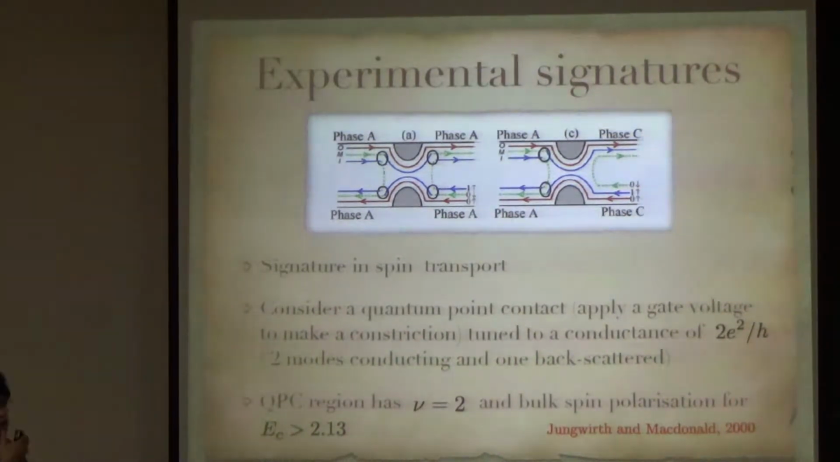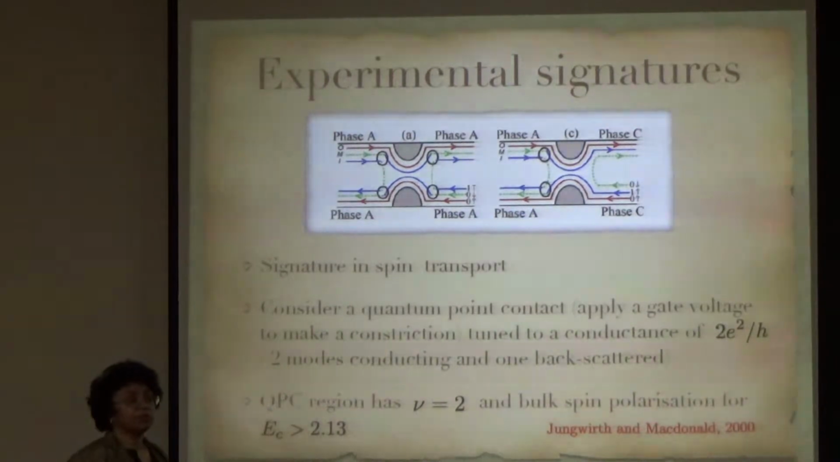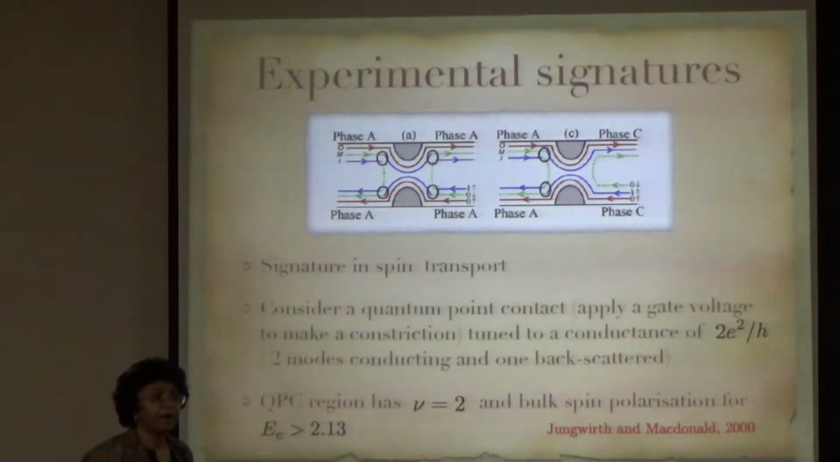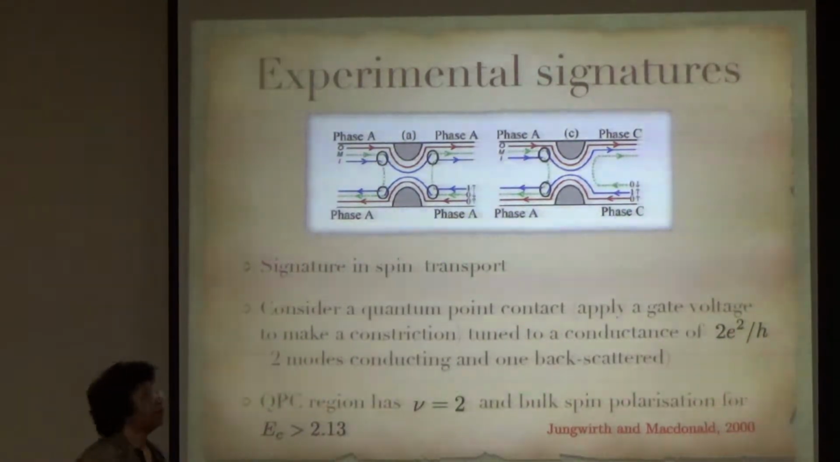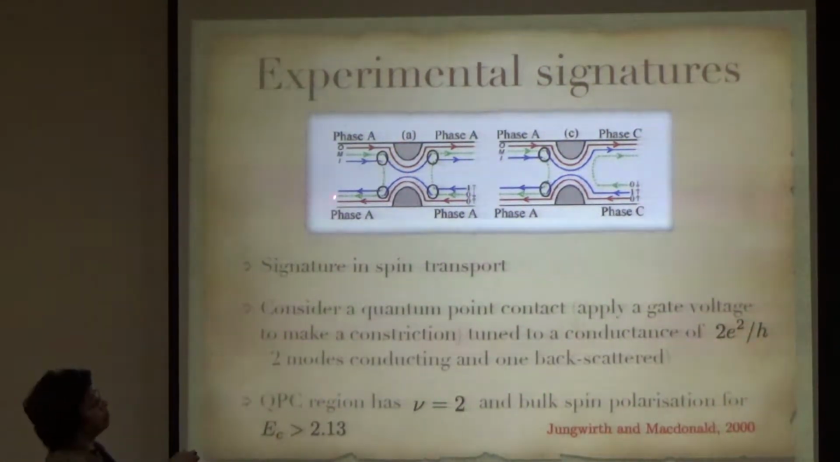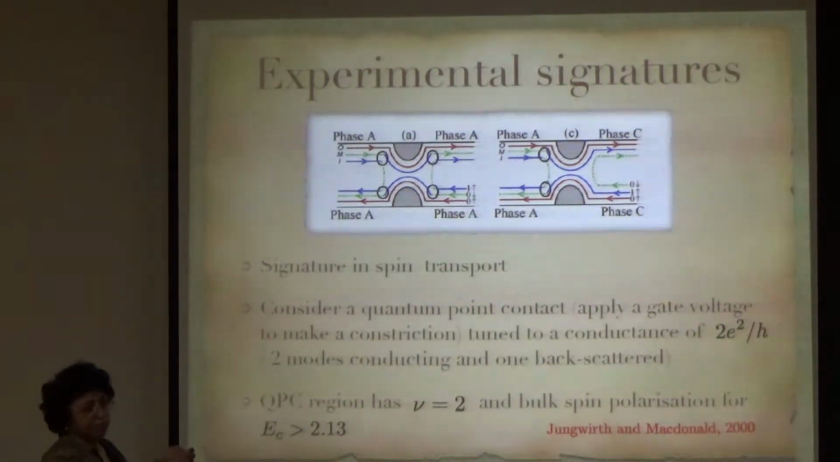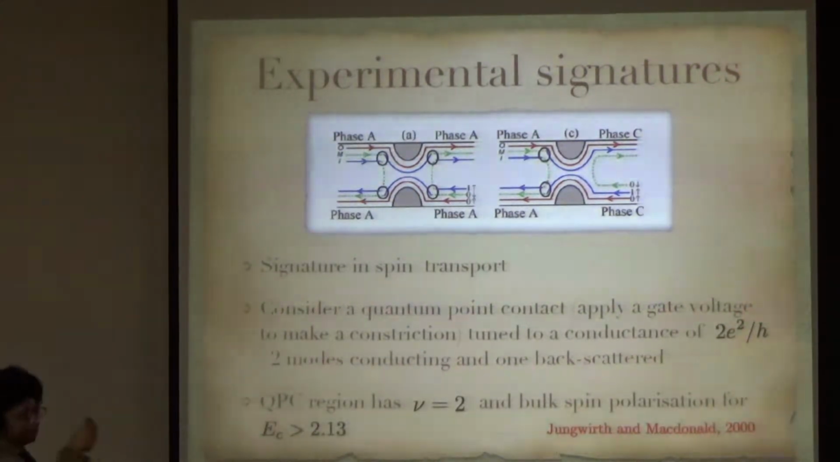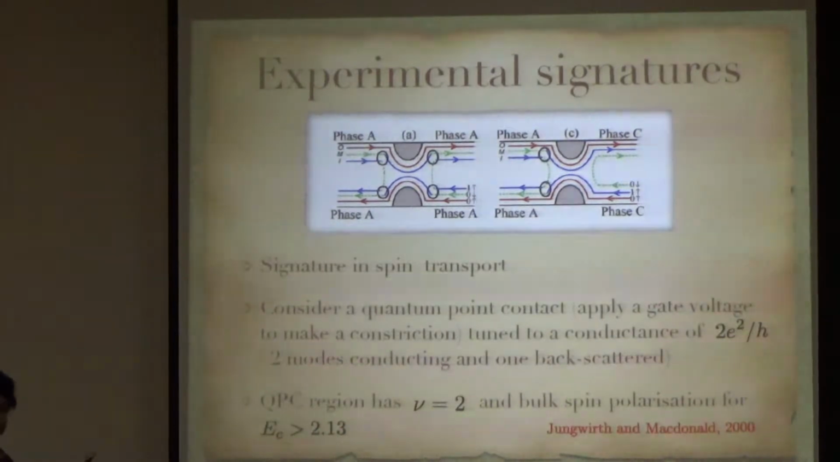So one mode gets backscattered simply because it pinches the right and left movers close to each other. One of them gets backscattered because you've pinched it off. So with this quantum point contact, by this pinching they can use 3, 2, 1, 0, anything that they want.